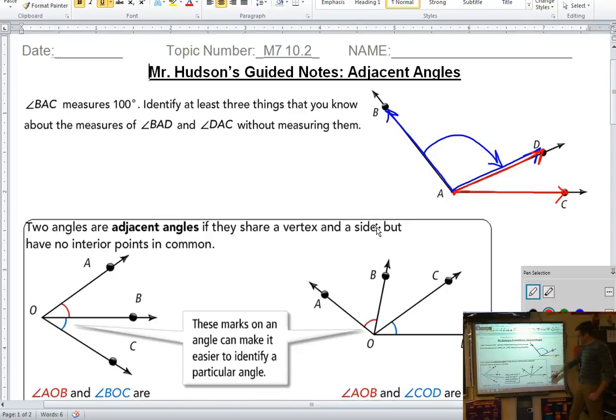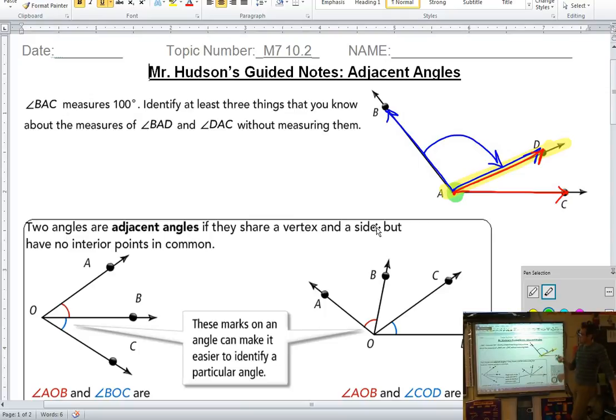And what we can see is right here, we have a shared side. So they're touching on that side AD, and they also are sharing this vertex. So if I know that my two angles are sharing a side and sharing a vertex, that means that they are adjacent. And we will clarify that definition down here.